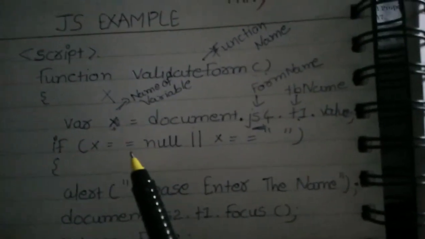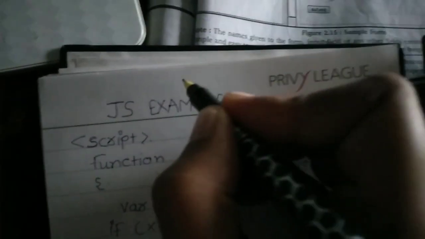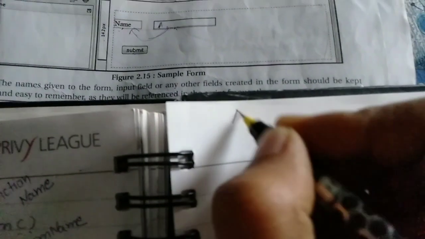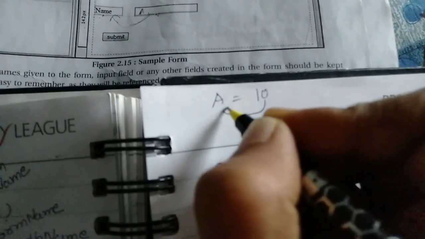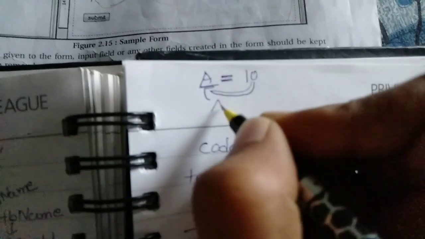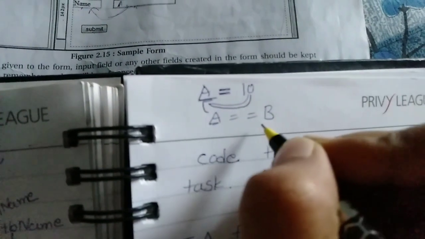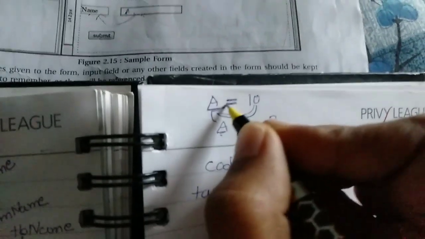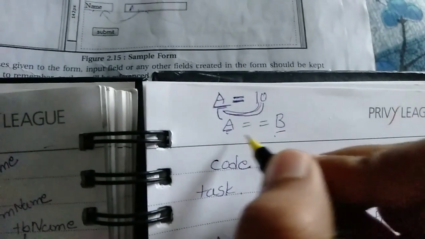If x equals to. Now there is a difference between single equals to and double equals to. Single equals to is used for storing data. For example, a equals to 10; 10 is stored inside a. Single equals to is used for storing, and double equals to is used for comparison. a double equals b means whether a and b are the same or not.